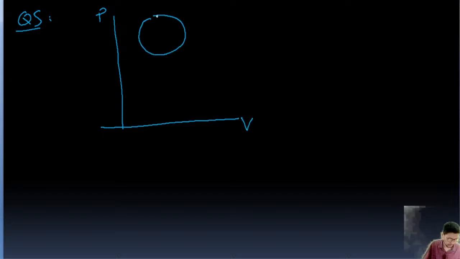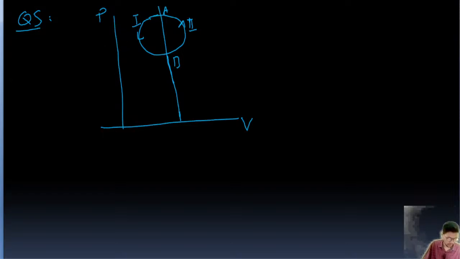So this is a PV curve, this is the path. This is A and this is B, guys. This is a straight line, not looking like one, but understand it. This is path 1 for reaching A to B, and this is path 2.